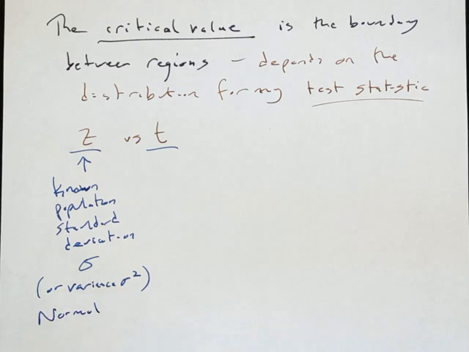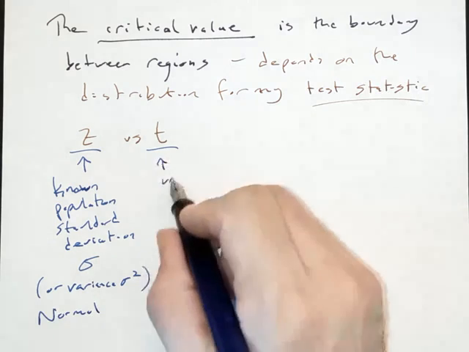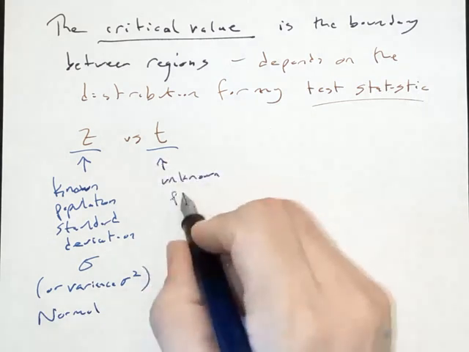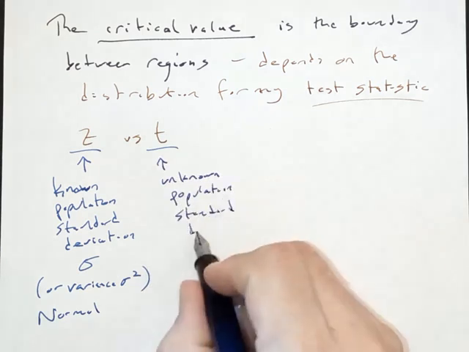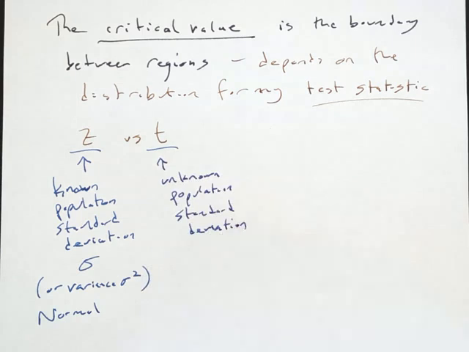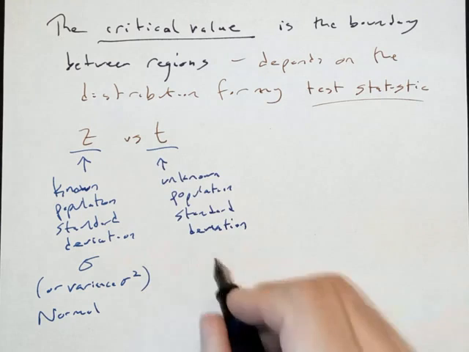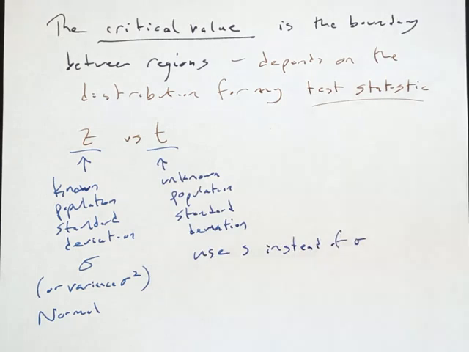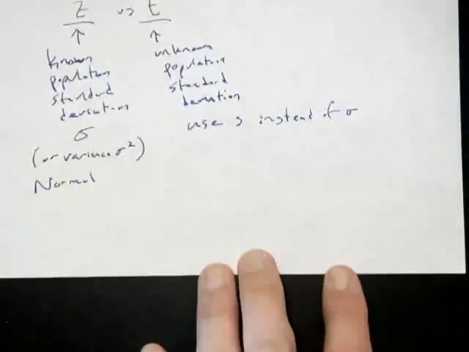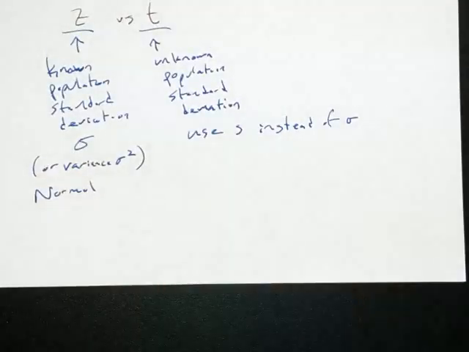If it doesn't say the word normal, or if I don't know sigma, then I have to approximate sigma, and I use S instead of sigma. That's where I have to use a t-test. So that's the dividing line. Do you know the standard deviation of the whole population?